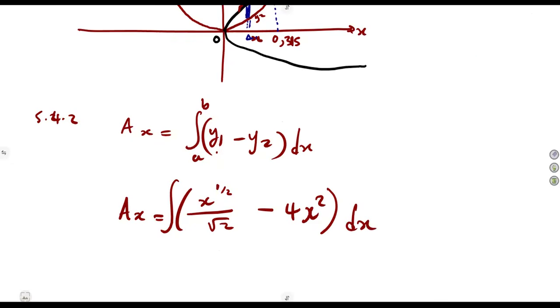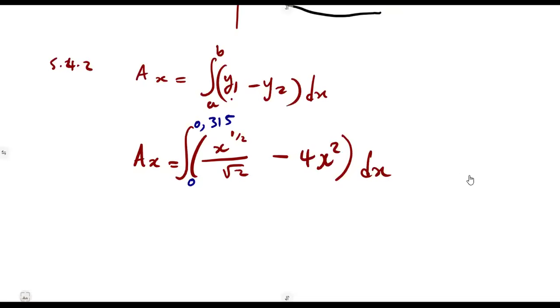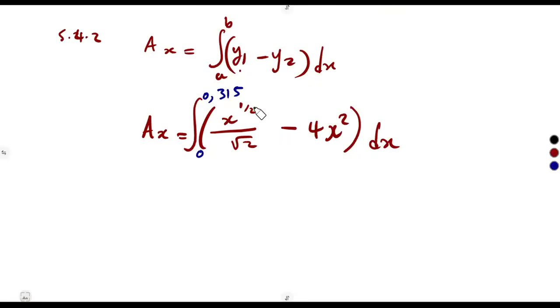Just like that. With our limits that we are given, from where to where? From 0 to 0.315. These are our limits. So let's integrate, guys. Remember, integration, we add 1 on the exponent. So you're going to add 1.